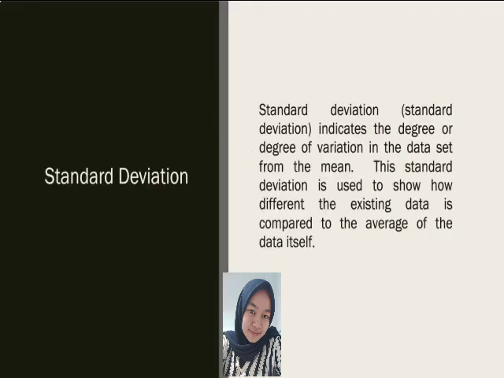And the last is standard deviation. Okay, standard deviation indicates the degree of variation in the data set from the mean. The standard deviation is used to show how different the existing data is compared to the average of the data itself.